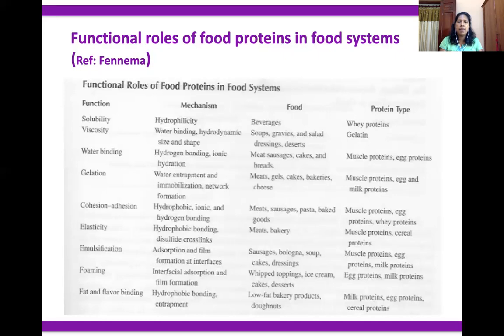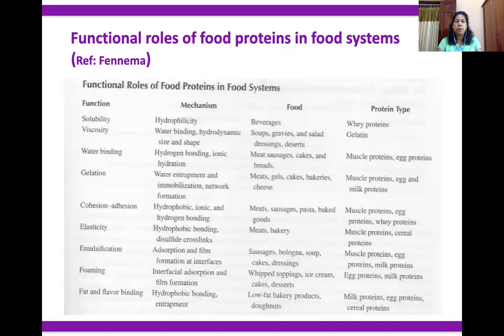So likewise there are a lot of things mentioned here, and you can see the protein type is there, the food is there, the mechanism is there, the function is there. Once you go through in detail, you have to study this table actually.